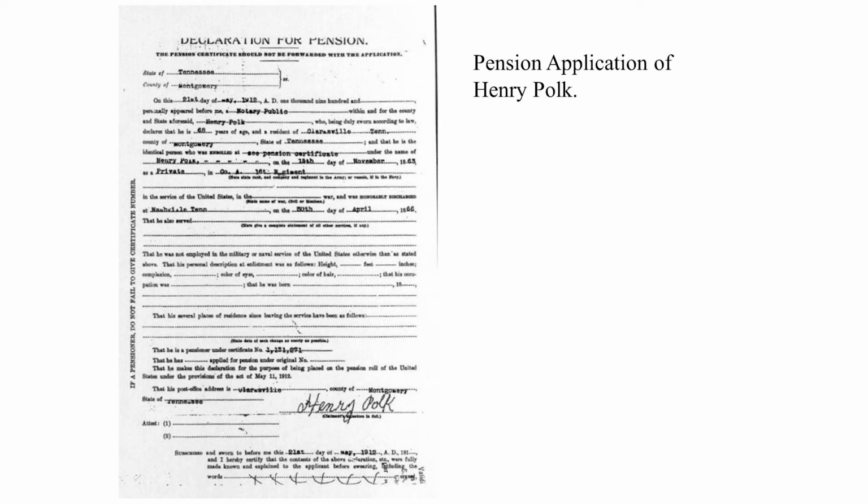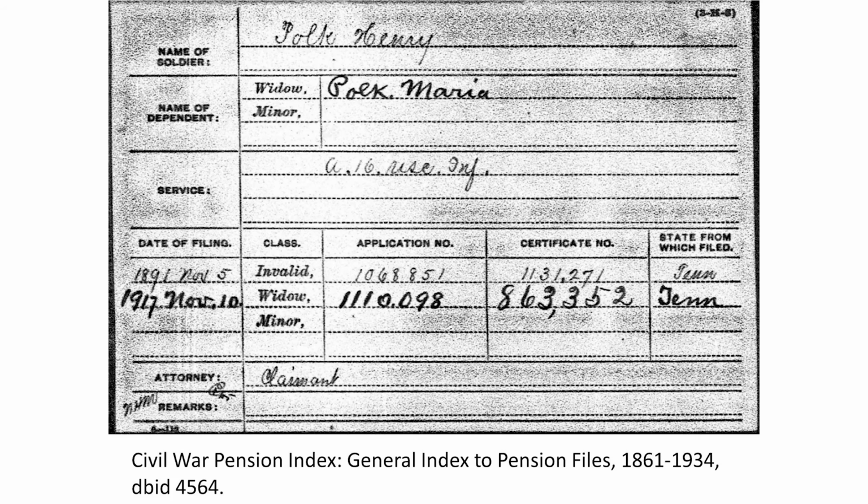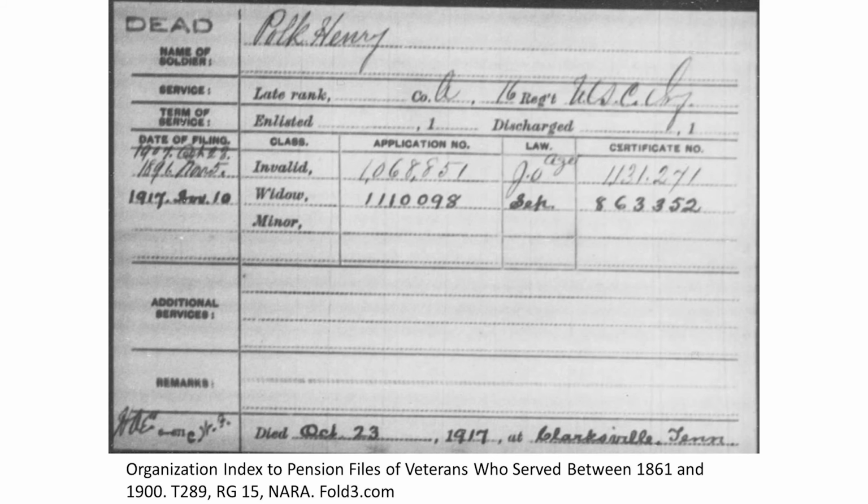There's the pension, and I showed you the dates. He applied, there's his application, he received the pension. There's his widow, she received the pension. So again, the card tells us what I should be looking for. There's the other card. This is the one on Fold 3. See, they're very similar. Have a little more information, but look at the bottom. He died the 23rd of October, 1917 in Clarksville. So the one on Fold 3 often has the date of death of the pensioner.